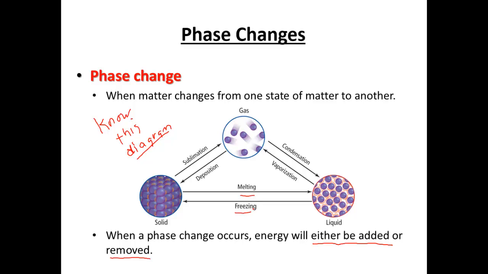Melting and freezing, as we go from a solid to a liquid or liquid to a solid. Condensation and vaporization, gas to a liquid, liquid to a gas. Two that we have to remember a little bit more: sublimation, solid to a gas, and then to make that gas to a solid, deposition. The most common example for that one, remember, is dry ice.